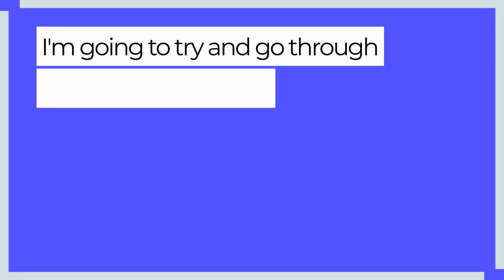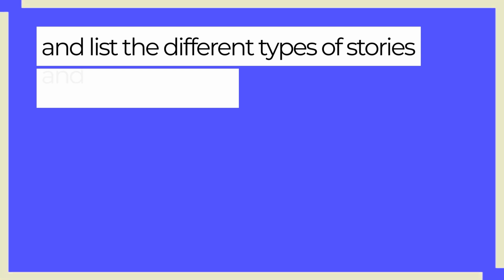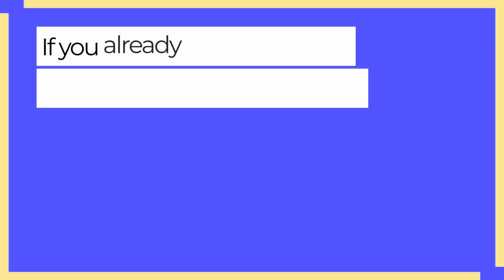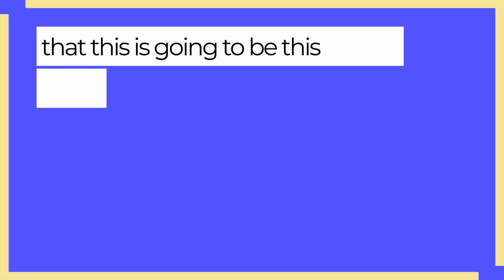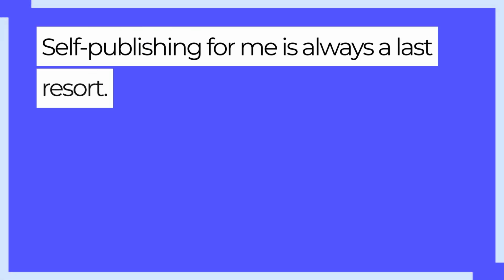I'm going to try and go through some basic elements and list the different types of stories. And you hopefully will be able to identify what you write. If you're already published, your publisher would have told you that this is going to be this kind of book. The issue is some people self-publish on Amazon, and I've seen a mismatch of stories out there. I'm not a fan of the self-published book at all. Self-publishing for me is always a last resort.